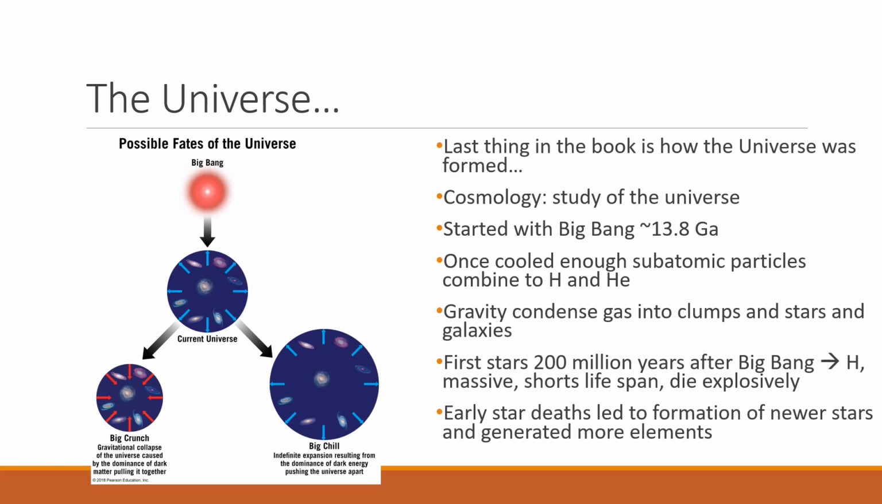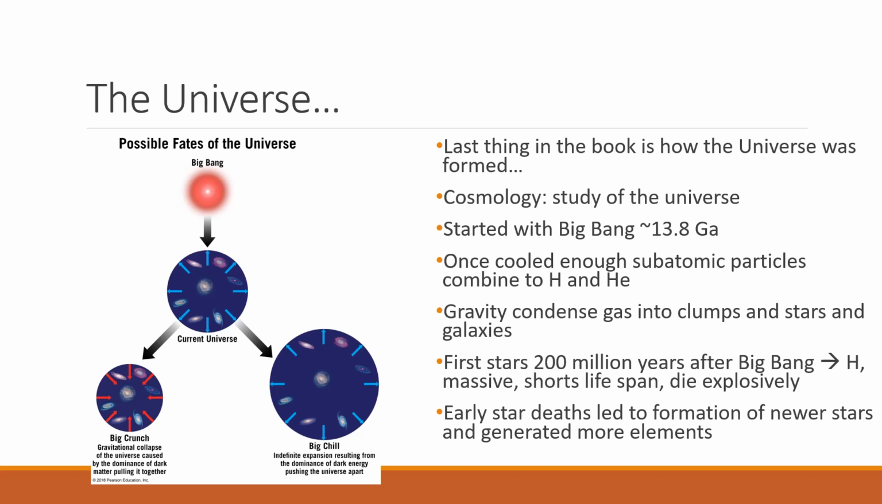Once material cooled enough, subatomic particles combined to form our first elements, which were the numbers 1 and 2 on the periodic table, so hydrogen and helium, primarily hydrogen. Gravity then condensed the gas into clumps, and eventually those clumps became stars, and then eventually those stars joined up into orbits to become galaxies. The first stars were formed about 200 million years after the Big Bang, which is very short when we're considering the Big Bang is 13.8 billion years ago.